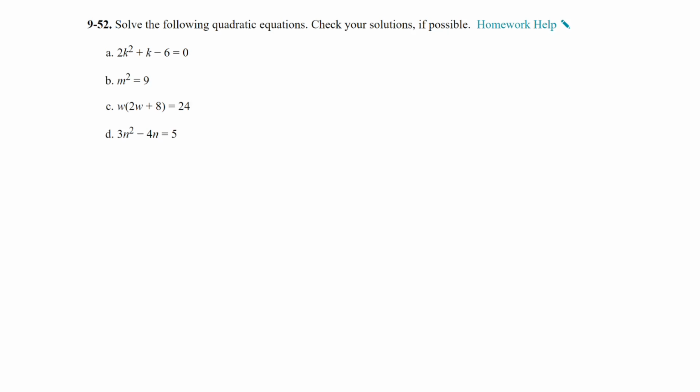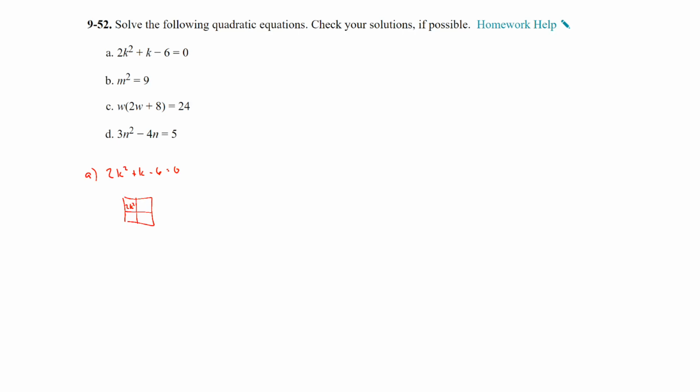Problem 52. Solve the following quadratic equations. Check your solutions if possible. On 52, it doesn't tell us what method to use, so we can use any method that we want to solve. On the first one, 2k squared plus k minus 6, my first instinct is to try and factor it. It's already set equal to 0, so let's check to see if it is factorable.